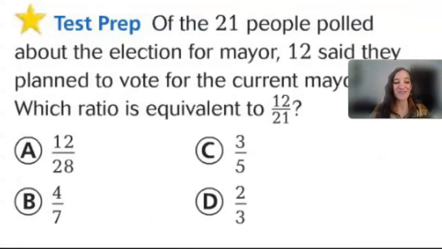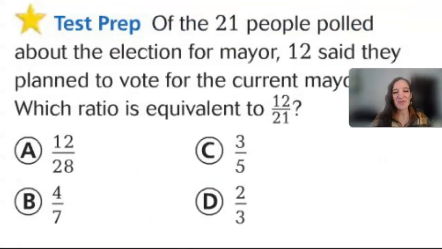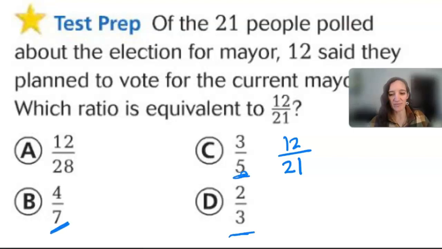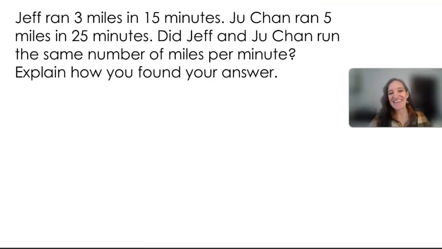What we're going to do though is we're going to do another test prep question. Of the 21 people polled about the election for mayor, 12 said they plan to vote for the current mayor. What ratio is equivalent to 12 to 21? Well, it looks like a lot of these are a lot smaller. So I'm wondering if I could divide to get an equivalent ratio. What do 12 and 21 have in common? 3, huh? If I divide them both by 3, I get 4 to 7. Found it.